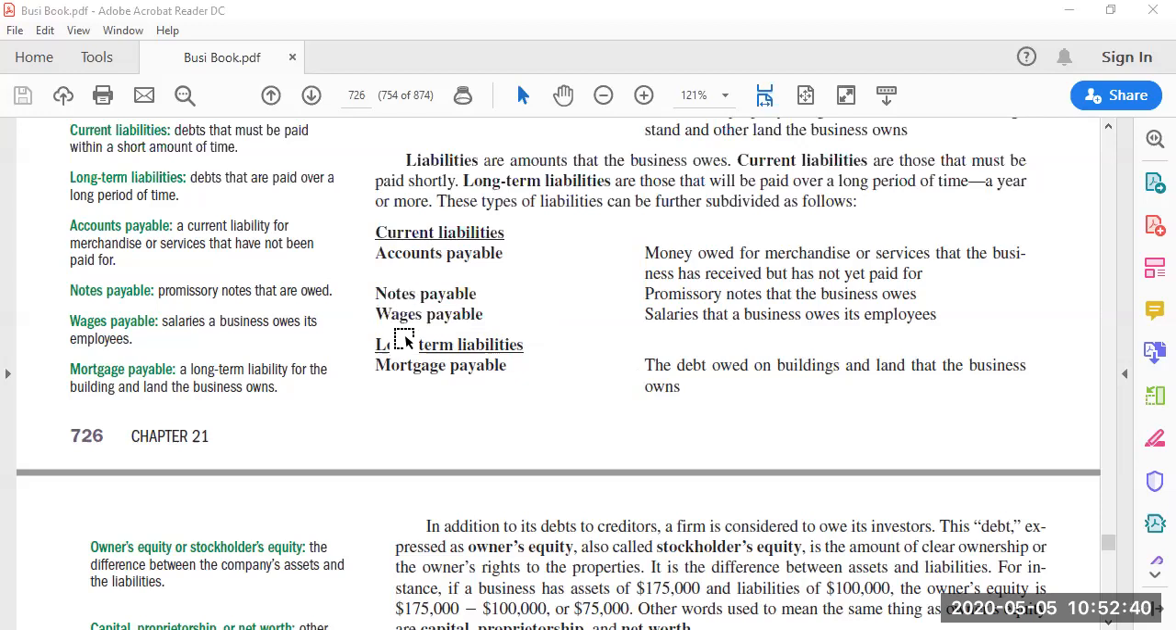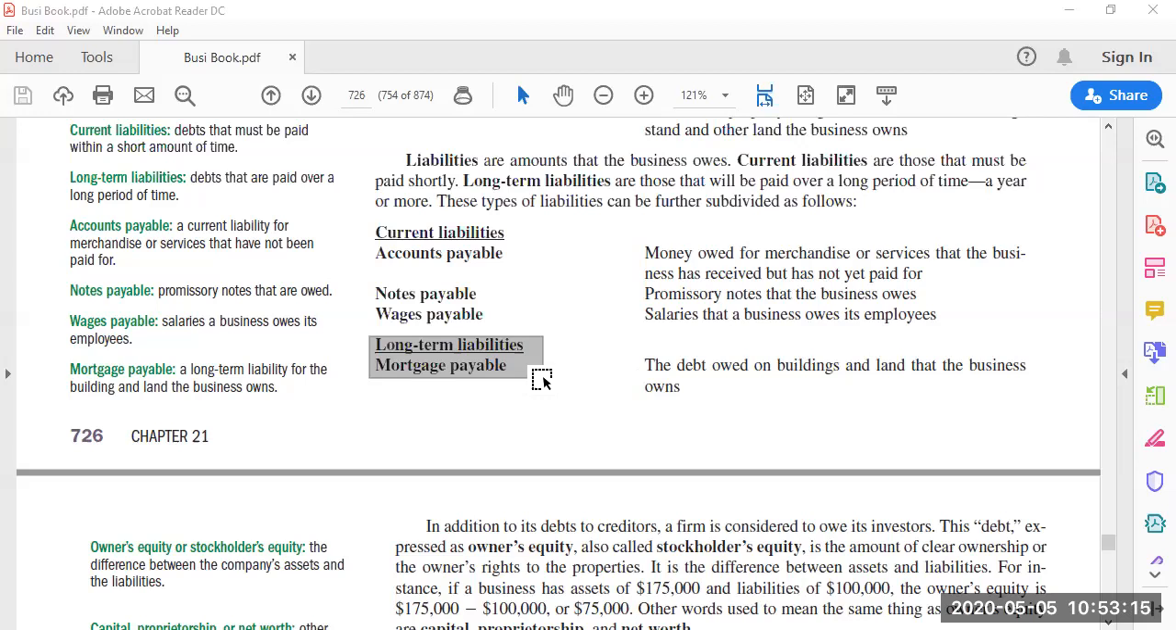Liabilities has a second category, and these are your longer term liabilities. These are liabilities that you might make monthly payments on, but the liability will span longer than 1 year. The main category would be your mortgage. Mortgages could be 10, 15, 30 years that you have to pay on them, and these are considered long-term liabilities. Nonetheless, it is the debt that is owed on the buildings and the land that the business owns, mortgage payable.